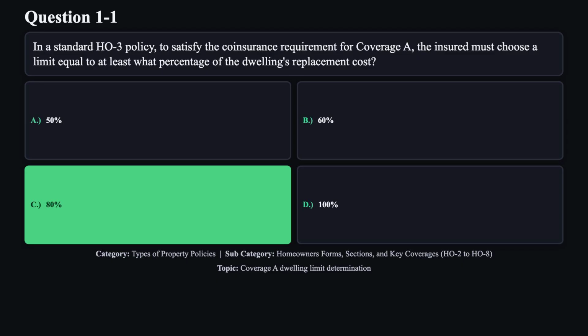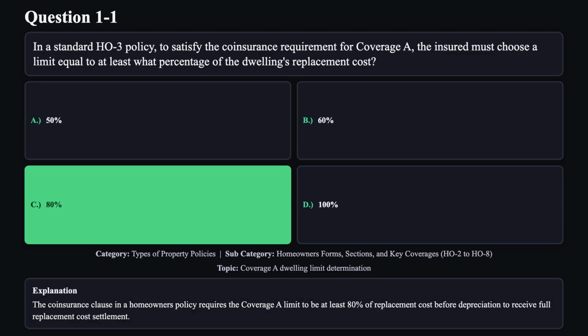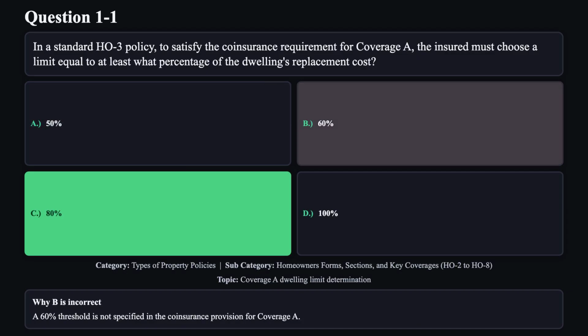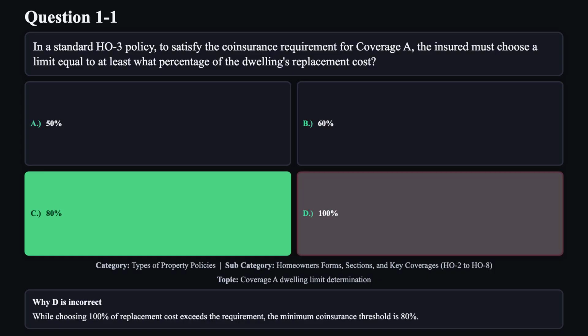The correct answer is C. The coinsurance clause in a homeowner's policy requires the coverage A limit to be at least 80% of replacement cost before depreciation to receive full replacement cost settlement. Reason A is not correct. A 50% figure is the default limit for personal property, not the coinsurance requirement for dwelling coverage. Reason B is not correct. A 60% threshold is not specified in the coinsurance provision for coverage A. Reason D is not correct. While choosing 100% of replacement cost exceeds the requirement, the minimum coinsurance threshold is 80%.